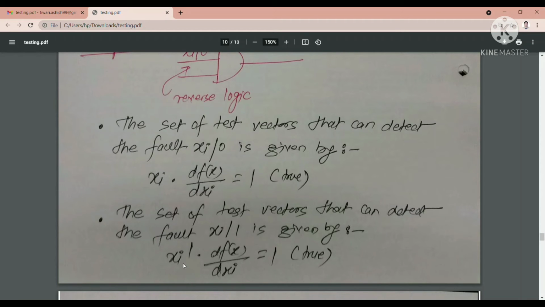Okay, so this has to be given the value true. Here 1 means not the multiplication of this particular thing, 1 means the true condition. If these two conditions are met, the Boolean difference meets this condition 1, then we can say that the fault can be detected. Okay, this is one of the methods.